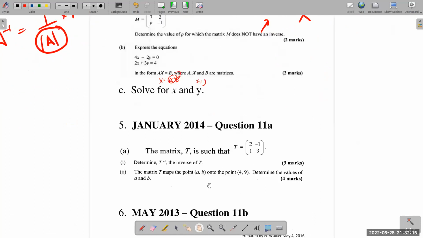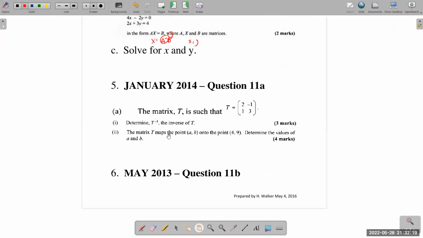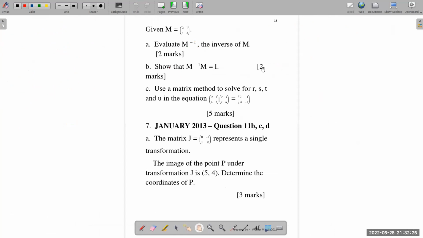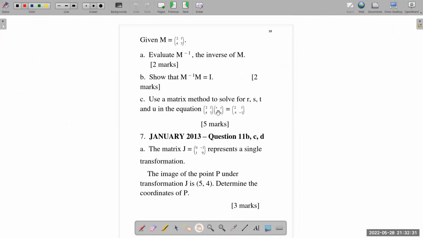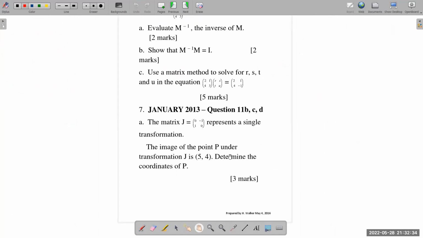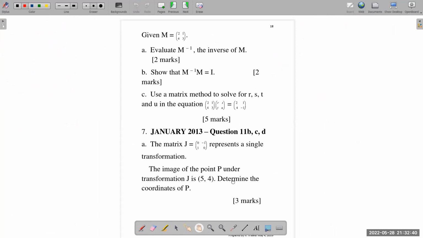All right, let's just take a few. Determine inverse, that's easy. The matrix T maps, blah, blah, blah, determines the value. Okay, this is the part we don't really know, the transformations. That's what we're going to do tomorrow morning. I'll let you know. If I have one person, I'm going to work with one person. If I have 2, I can work with 2. If I have 0, I can't do anything. So I'm going to start probably at 11 a.m.